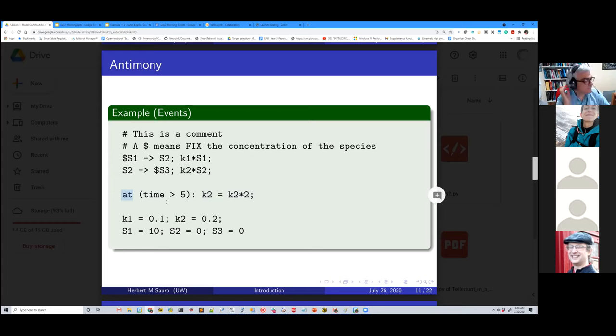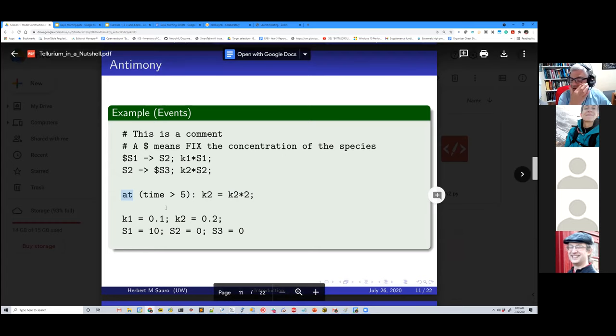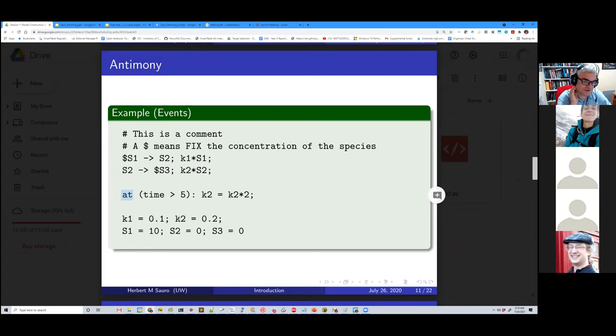Like in an oscillator, if you had S1 greater than 2 and it oscillates above and below 2, then it would trigger every time it went from false to true. Oh yes, that's a good point. It's the transition that triggers. When it transitions from false to true, the event fires. As long as it stays true, nothing happens. If it turns false again and then true again, it will trigger a second time. That's a very good point, I forgot about that. It triggers on a false to true transition, so it could happen many times.